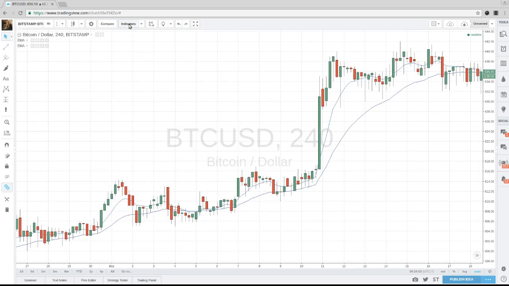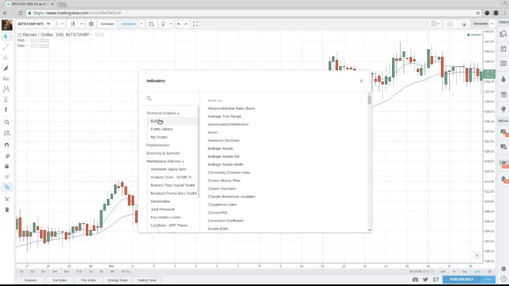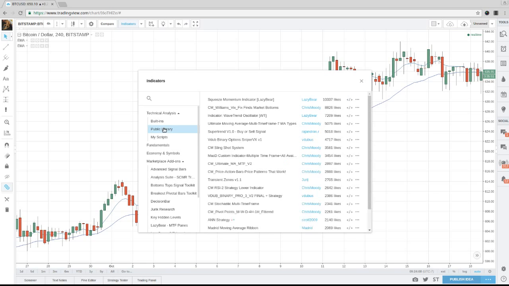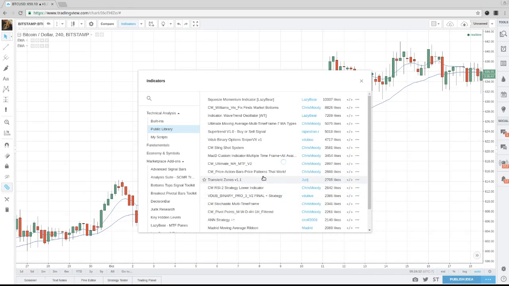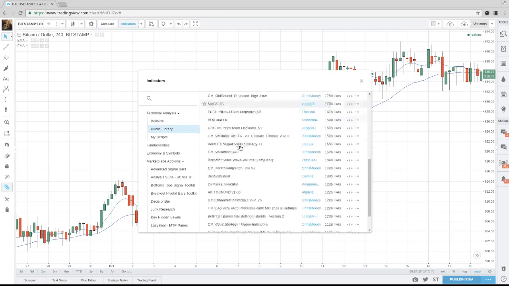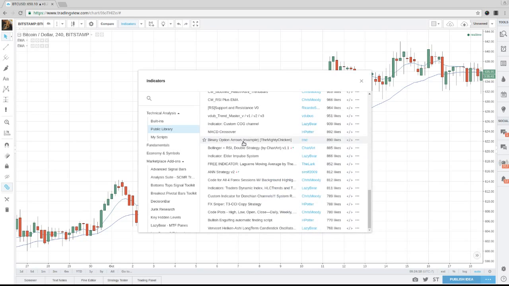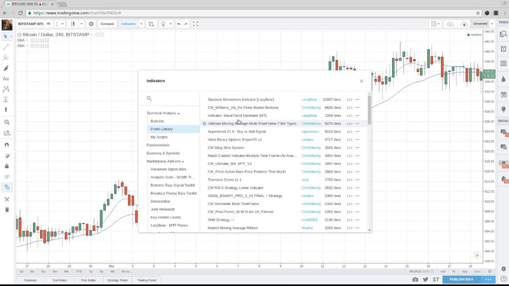Now, besides the built-in library, there's a public library, and these are created by users. There's a lot of different stuff here. Okay, so you might want to play around and see what you like, but it's kind of specific to that user. They create what they want.